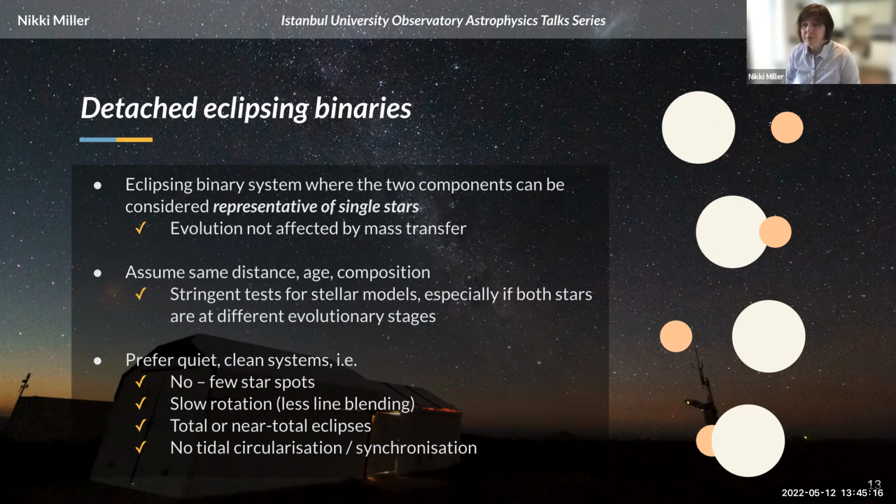For our purposes, we prefer to have quiet and clean systems. So we prefer to have, ideally, no star spots. We prefer them to be slightly slower rotating, so when we derive the radial velocities, there's less line blending. We prefer to have stars with total or near total eclipses. This removes some of the model dependence in the derived parameters. And as I said before, we prefer not to have them tightly locked because you wouldn't get that in a single star.